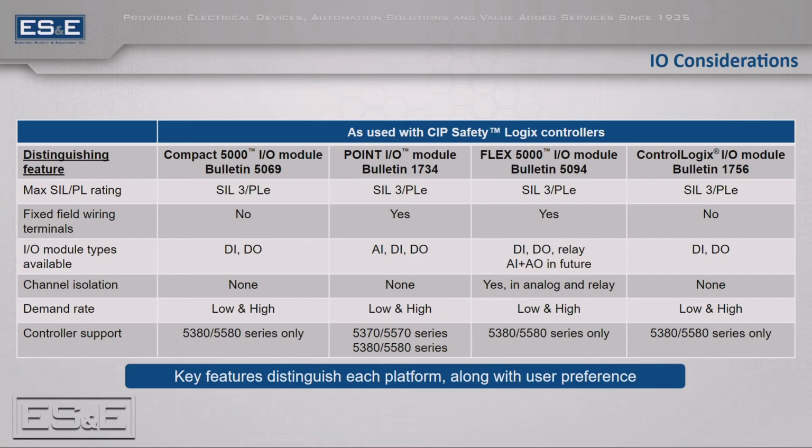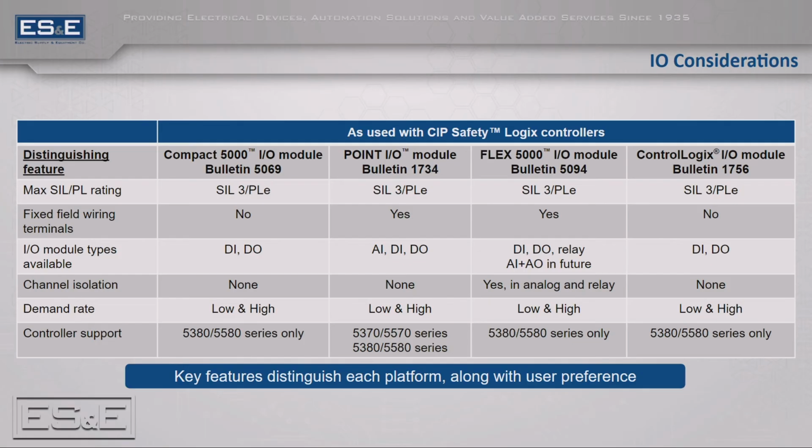So the 5069 Compact Logix and the 1756 ControlLogix both only have digital input and digital output modules available. The older platform, the 1734 Point I/O, has an analog input in addition to those digital ins and digital outs. And then again, showing that the Flex 5000, the 5094, is our most versatile, where it has digital inputs, digital outputs, and relay outputs, and they are planning on releasing the analog input and analog output safety cards here in the near future.